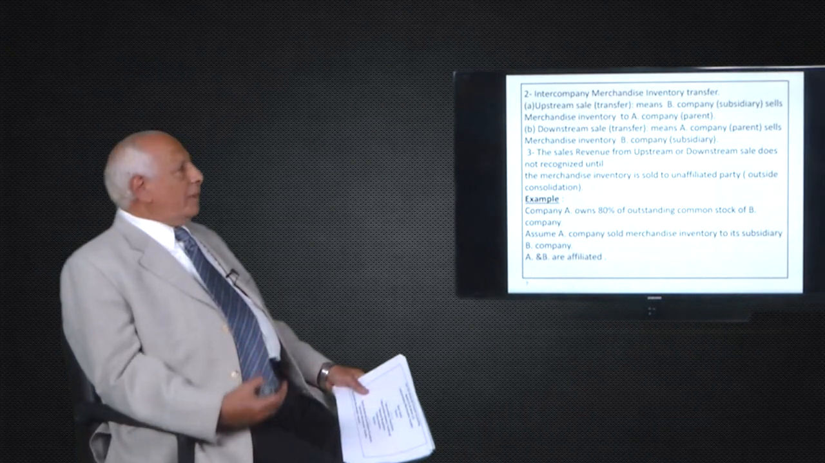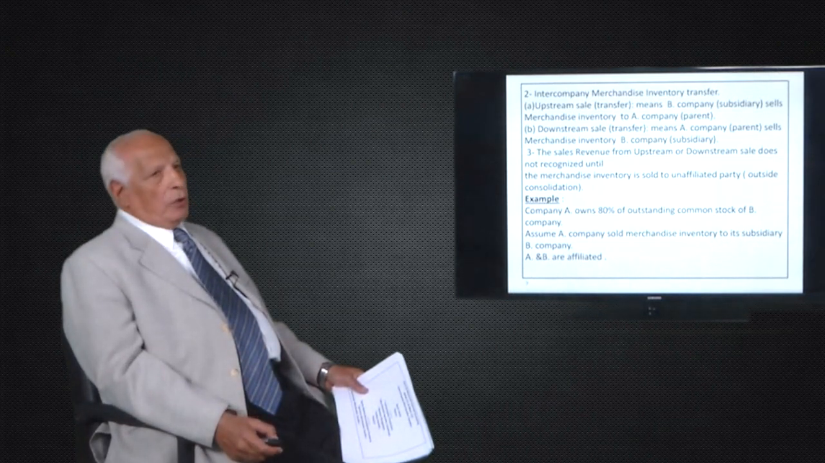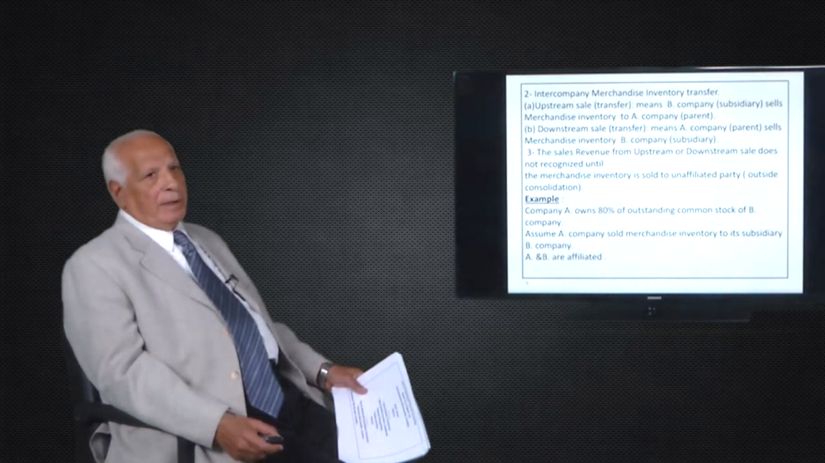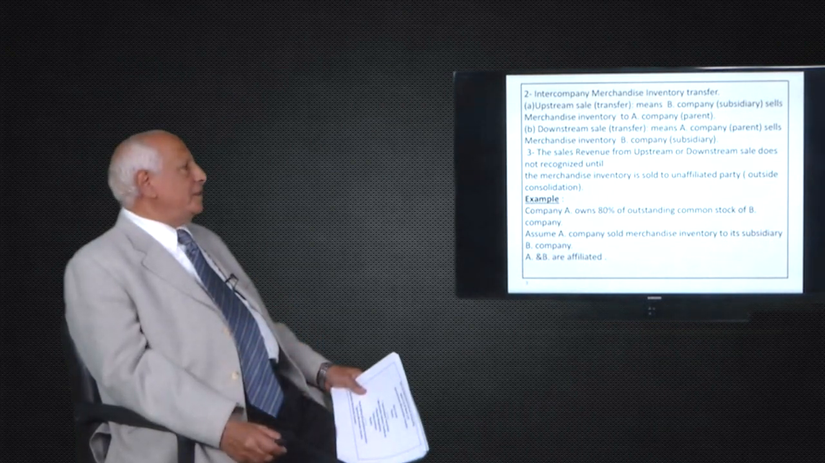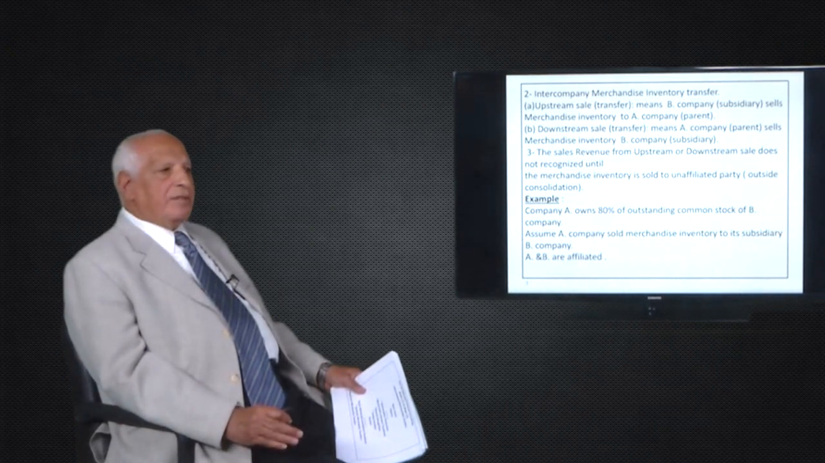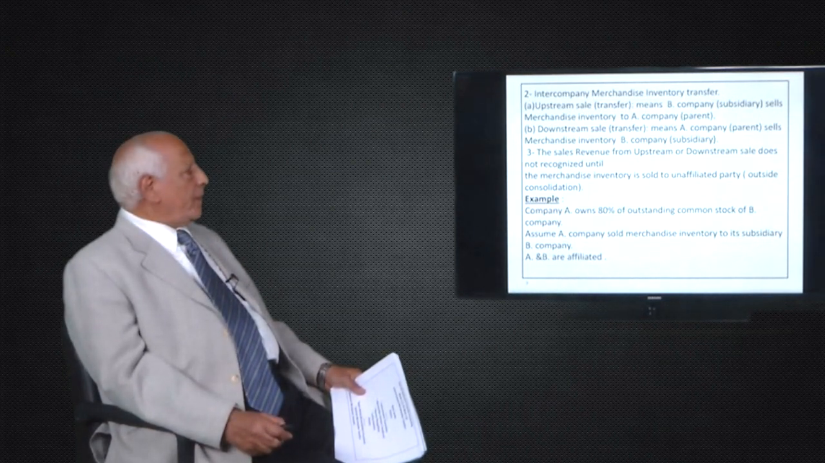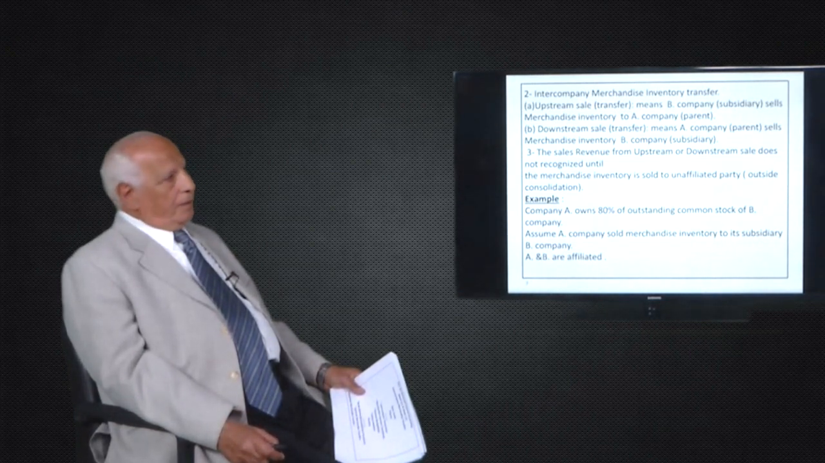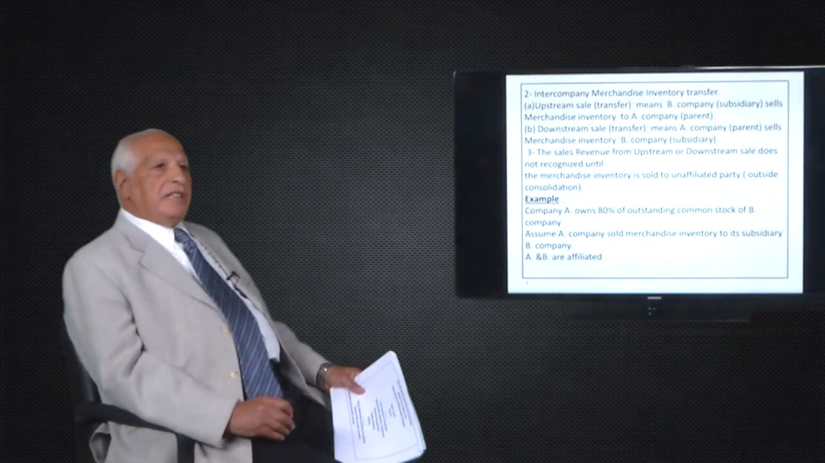Opposite, what about downstream sale or transfer? It means A company, the parent, is the seller now, selling merchandise inventory to B company, the subsidiary. Now we have upstream and downstream. That's the definition. What do you mean by upstream? What do you mean by downstream? You have to know this from the beginning. What's upstream? What's downstream? Who is the buyer and who is the seller? That's very important.